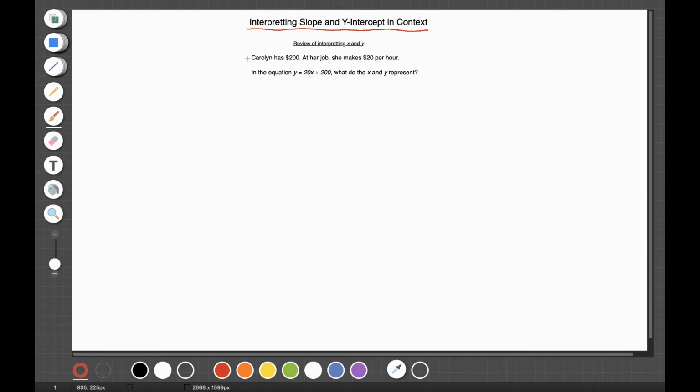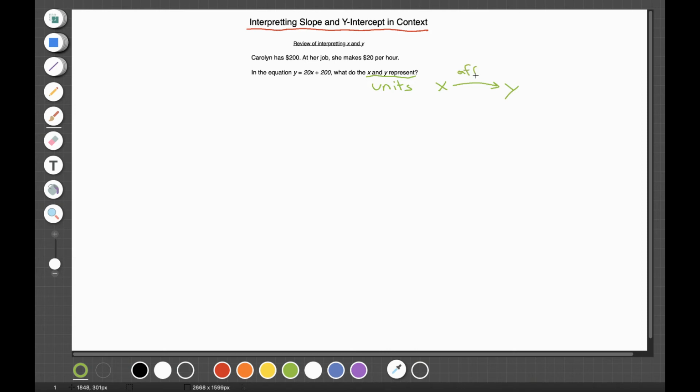So this equation is referring to Carolyn's job. And we want to know, what do the x and y represent? And the first thing is that whenever I see this, the x and the y are talking about units, right? They're talking about units of measurements, okay? And the important thing to remember with this is that the x always affects the y. It's not the other way around. So the x affects the y.